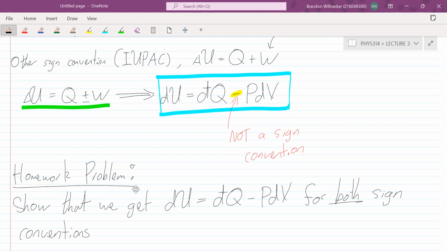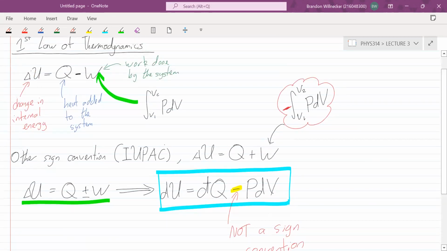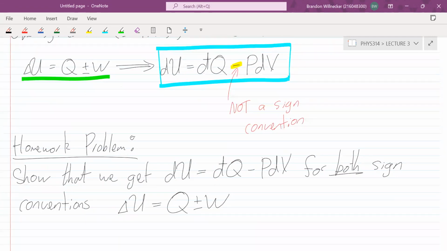And remember, those sign conventions are delta U is equal to Q plus or minus W, depending on where you put the minus sign for W. So either you put the minus sign in front of W for that initial formula, and then W is the integral from V1 to V2 of P dV, or you put the minus sign on the integral and then you use plus W. So you put the minus there. Okay, so either way, you get the same thing. So maybe that's a good idea to show.